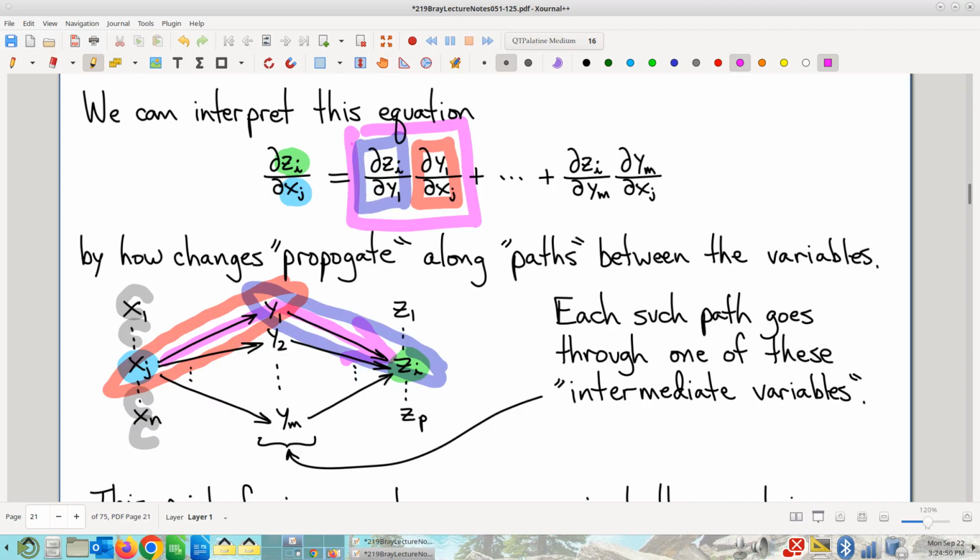What do you think? Everybody kind of buy it? Okay.